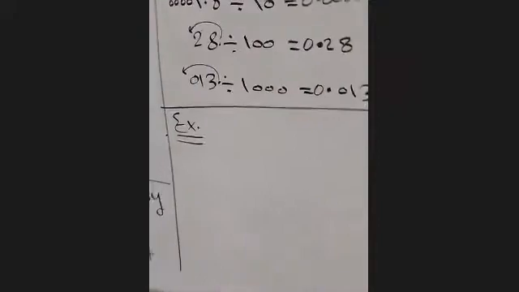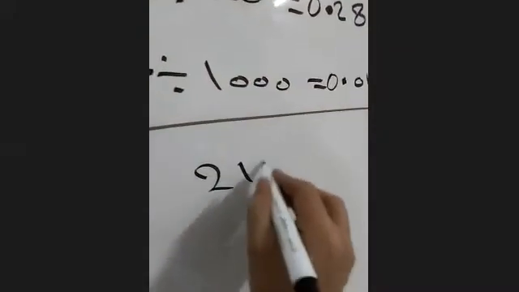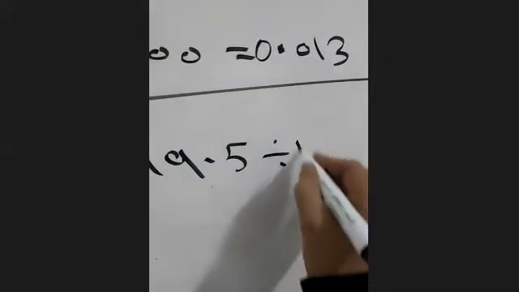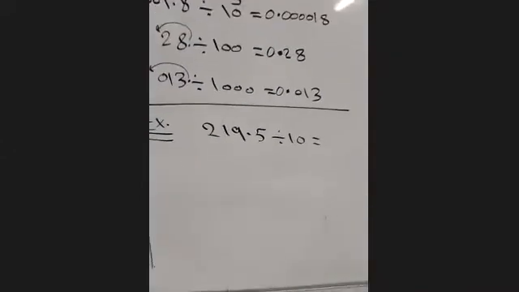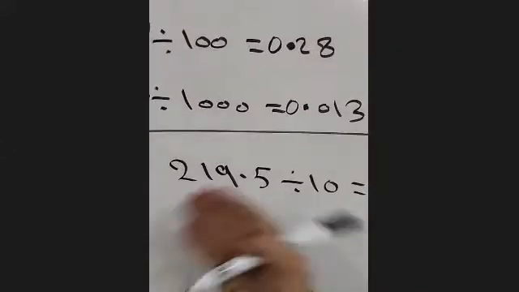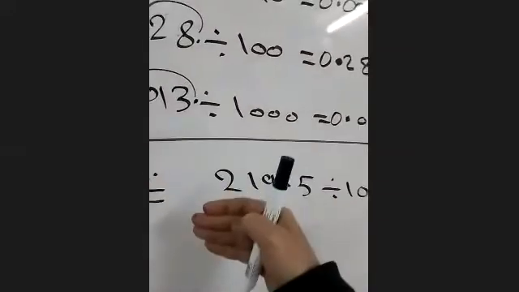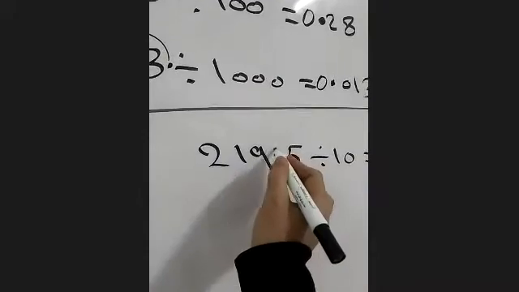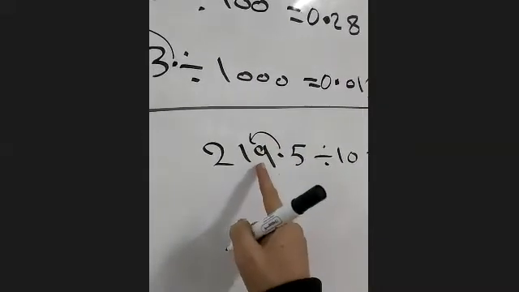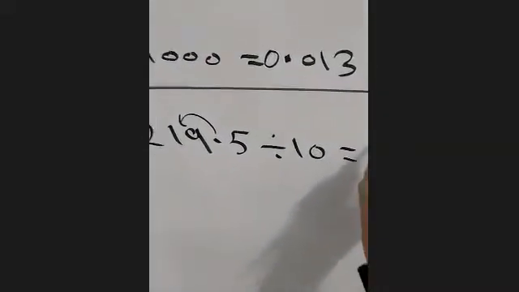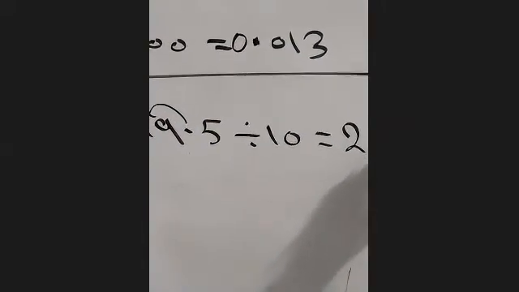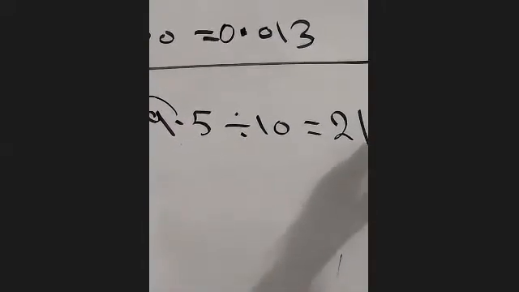For example, 219 decimal 5 divided by 10. Here it's division, so I need to go to the left. How many digits? I have only 1 zero. So I will go to the left 1 digit. The answer, with the decimal between 1 and 9, will be 21.95.